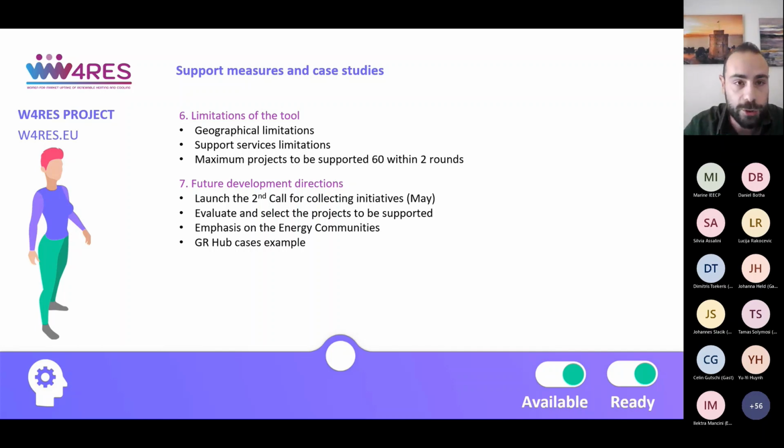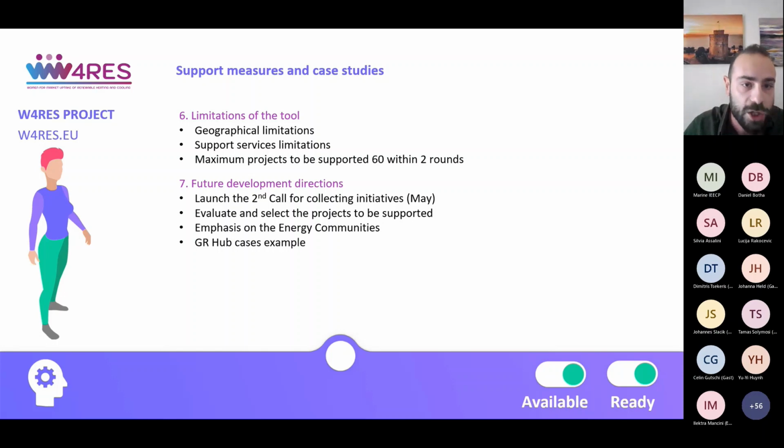Now, as with all tools, we also have some limitations. Our geographical limitations have to do with the countries that our consortium supports, and we also have limitations in terms of the number of support services. We have a bunch of around 50 services in the specific categories that I mentioned in the previous slide, and we also have another kind of limitation about the maximum number of projects that we are going to support.